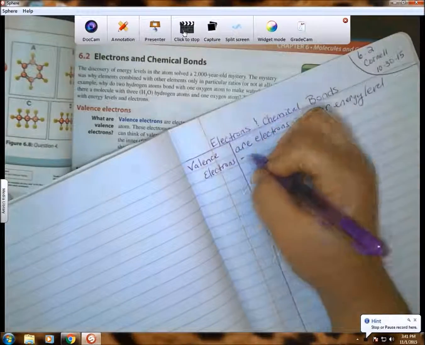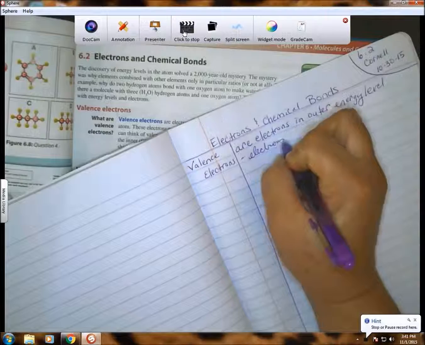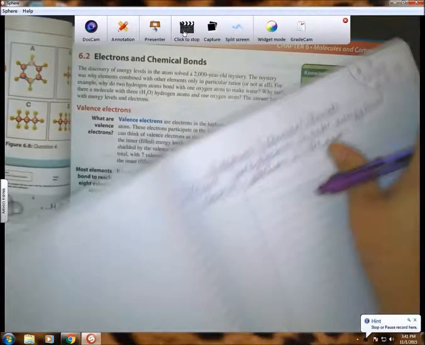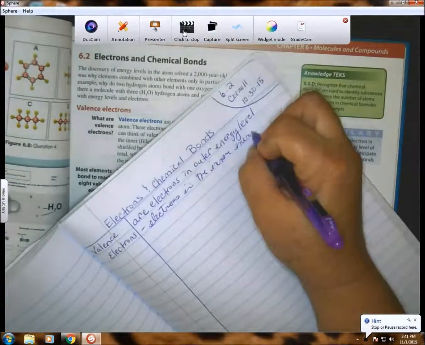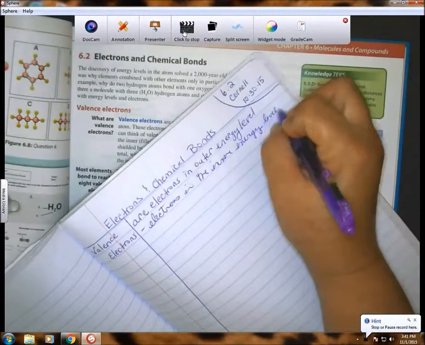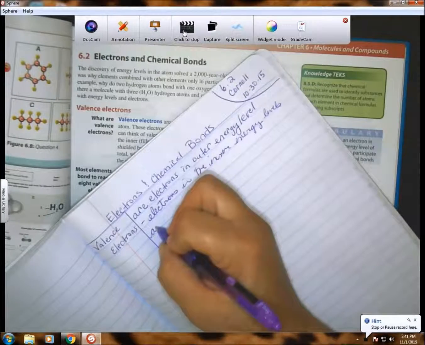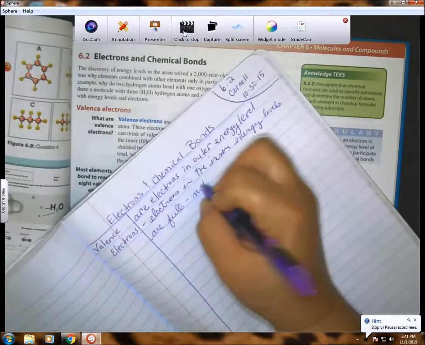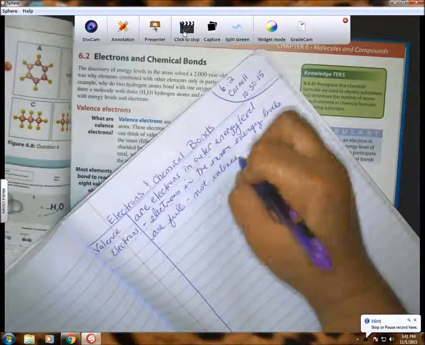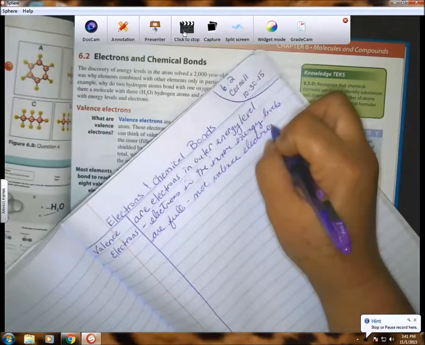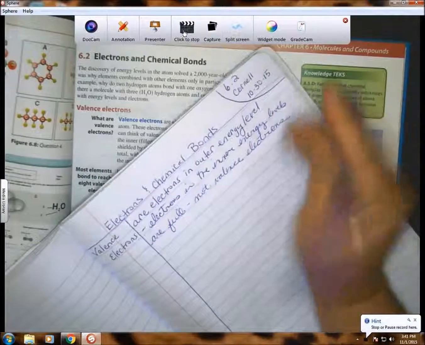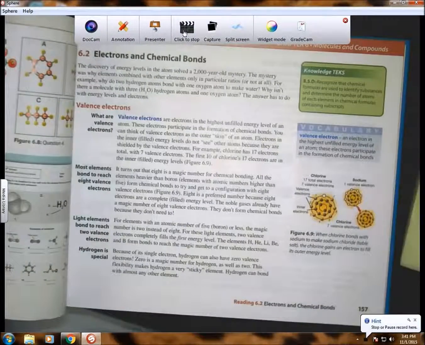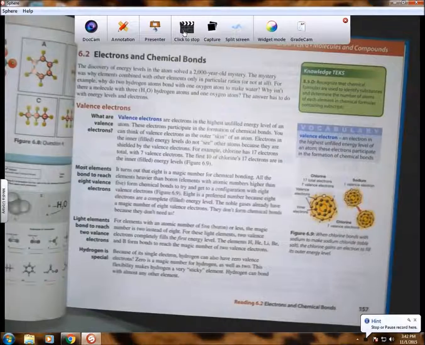Electrons in the inner energy level are full. Not valence electrons. And as you can see from my handwriting, there is a reason why I typically type my notes. Okay, so let's keep reading. I'm going to move my notebook over and find my guide paper.